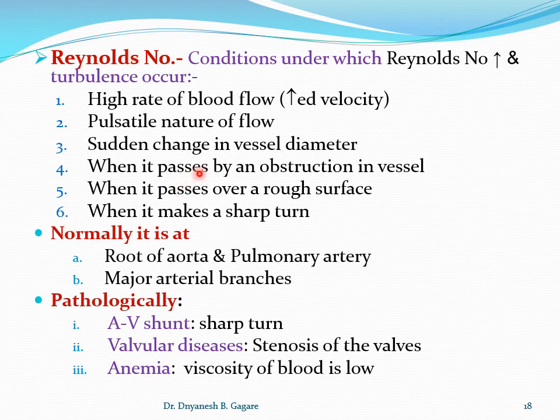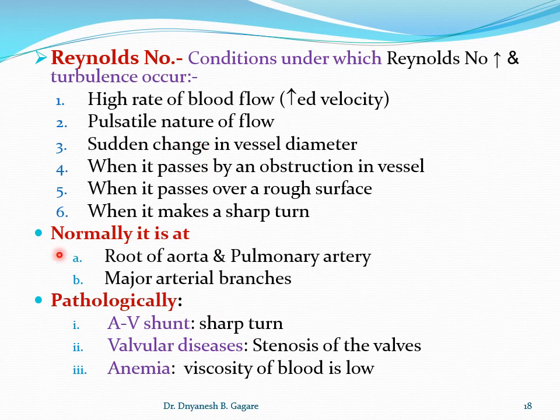When blood passes an obstruction in the vessel, it affects the Reynolds number. When it passes over a rough surface, it also increases the Reynolds number. When the blood takes a sharp turn, the blood flow also becomes turbulent, because it affects the Reynolds number.